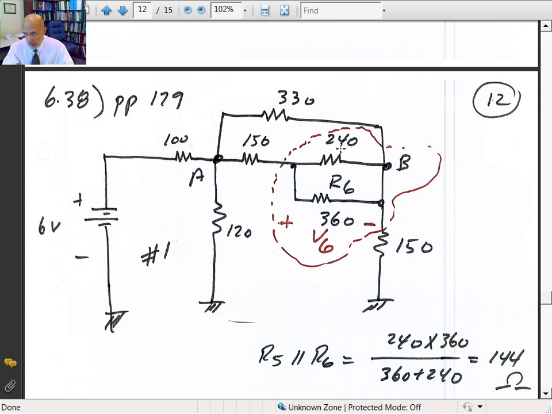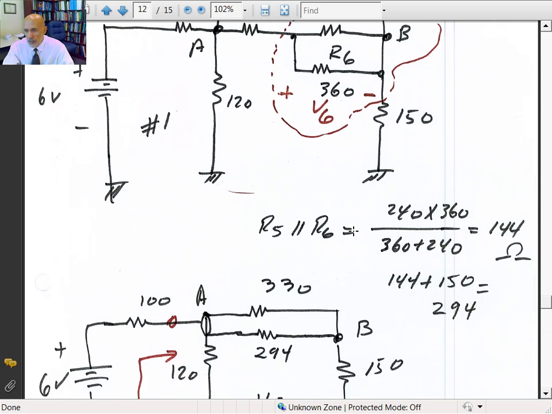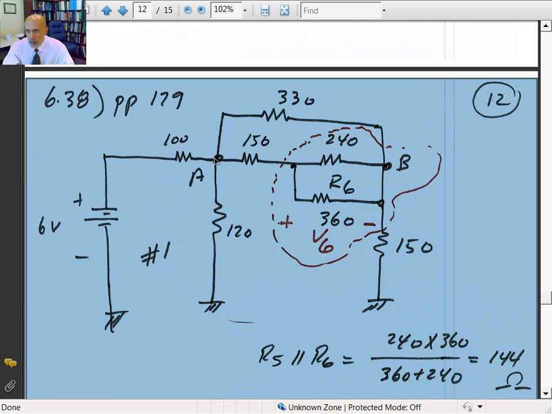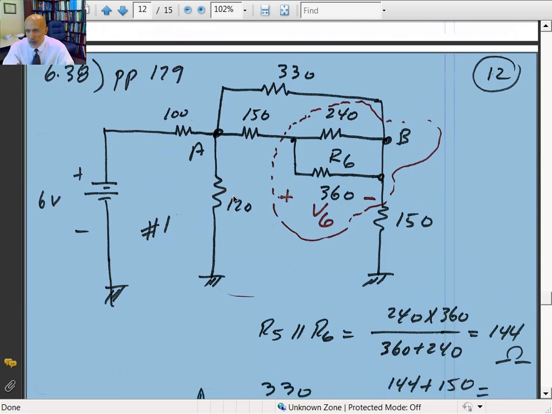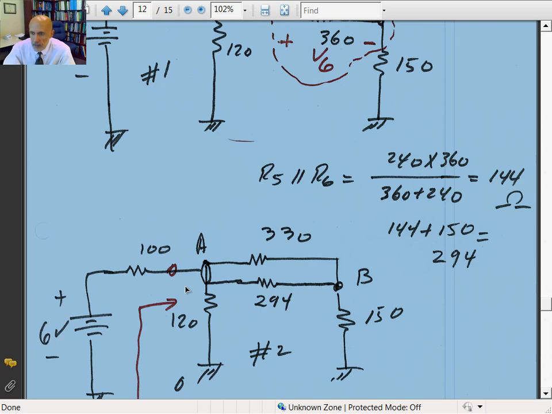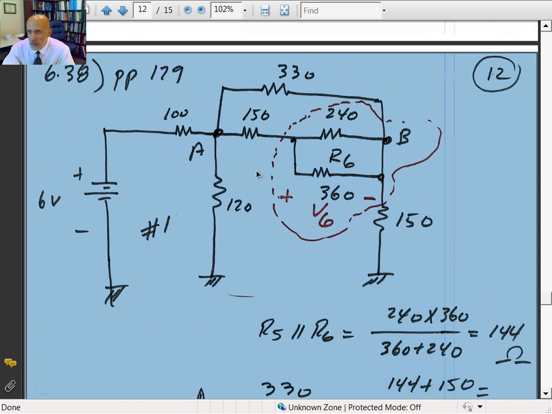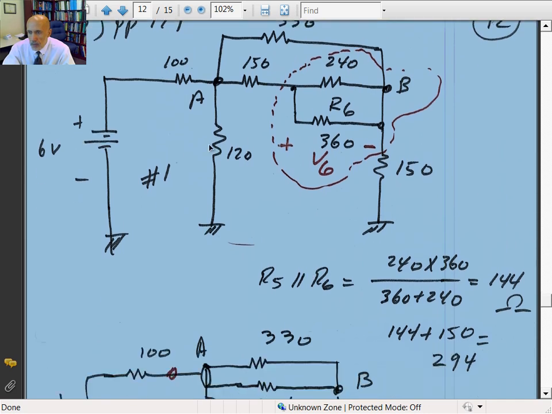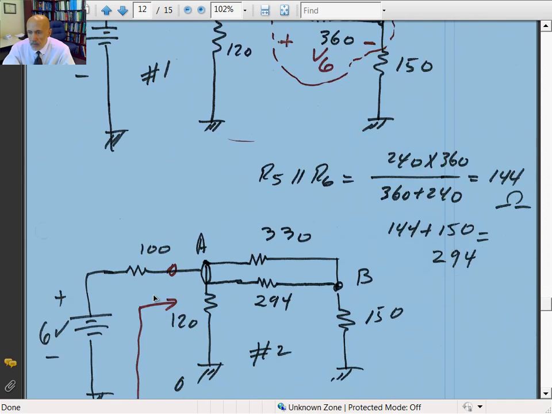I can combine those two values, 240 and 360. It gives you 144. So I can replace those two with 144 ohms. 144 plus 150 gives you 294. I'm going to call that point A here, and that's point B. So the circuit will simplify to this. 330 would be in parallel with 294, and then 150 to the ground, and then 120 to the ground, and 100. So the circuit will simplify.